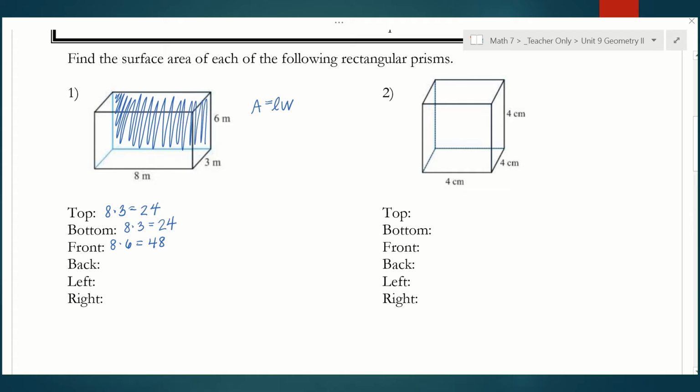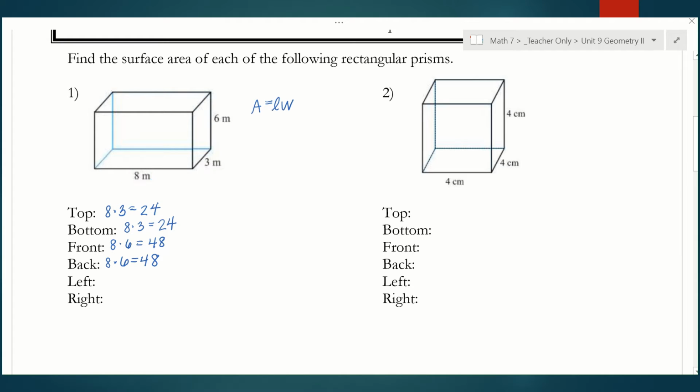Kind of plays a little trick on your eyes. So the back has the same length as the front. So this is 8. And we can see the width there is 6, which is what makes it the same. 8 by 6 is 48.